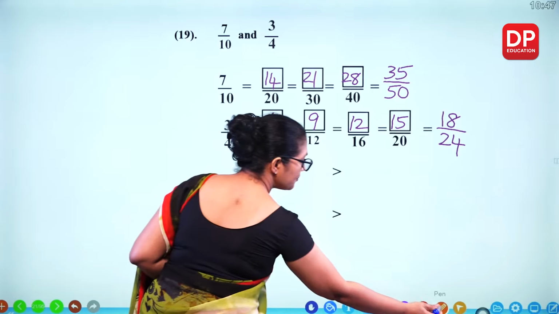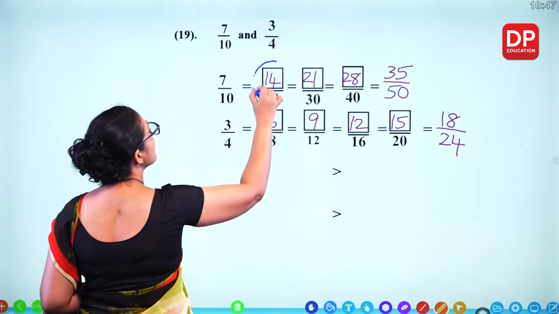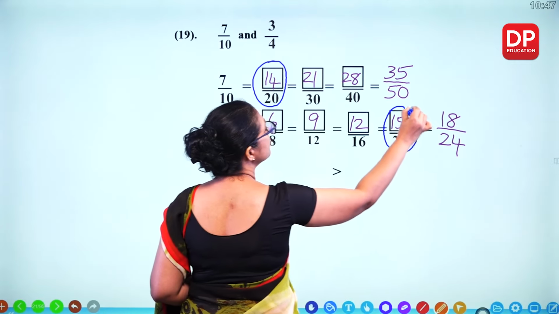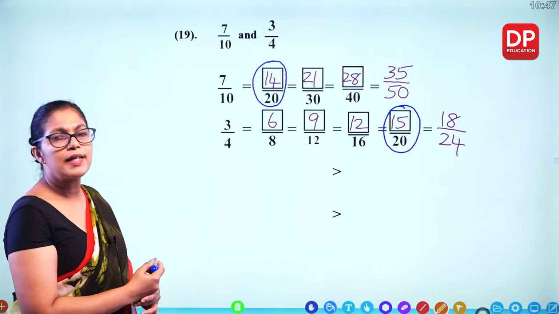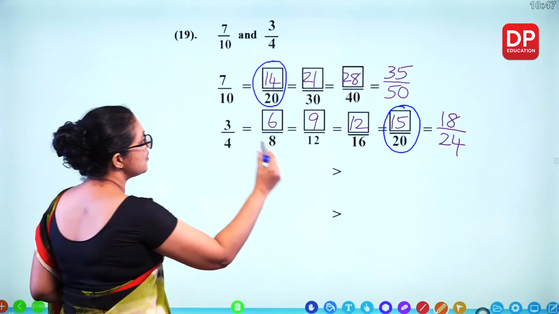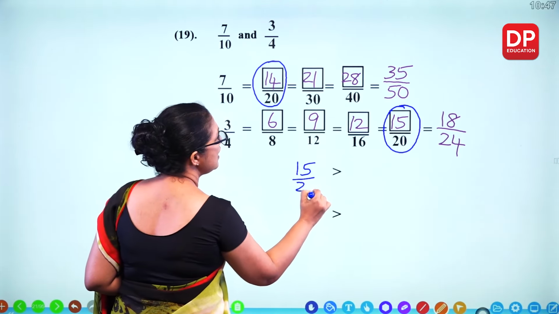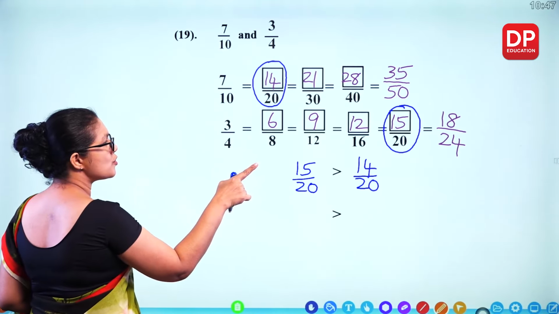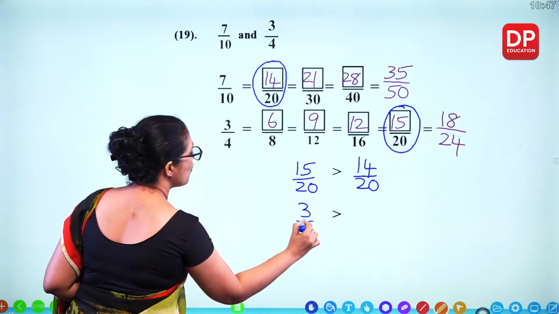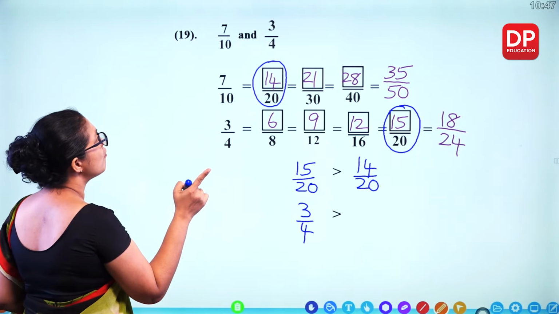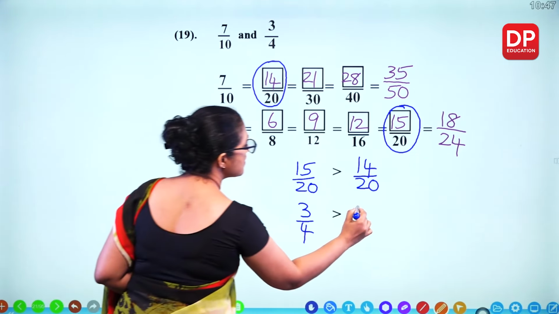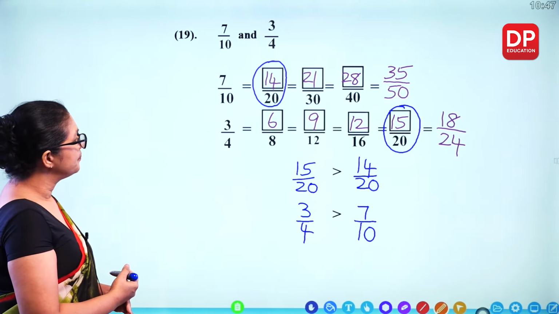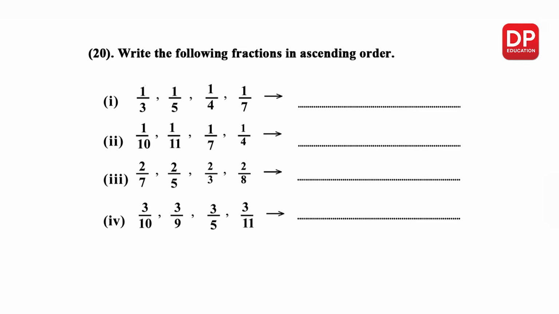Here. This one and this one. Now you can compare. So we see 15 is bigger. So 15 over 20 is bigger than 14 over 20. Now what is 15 over 20 equivalent to? 3/4. And 14 over 20 is equivalent to 7/10. So this is greater.